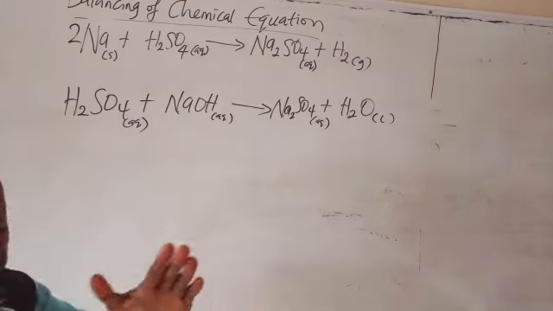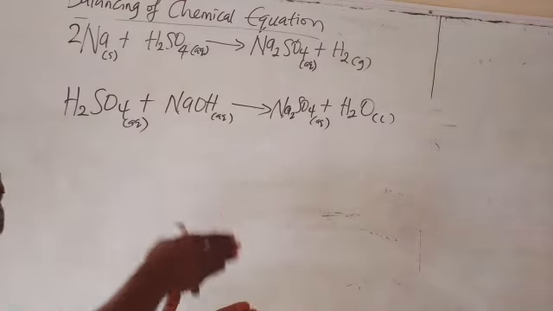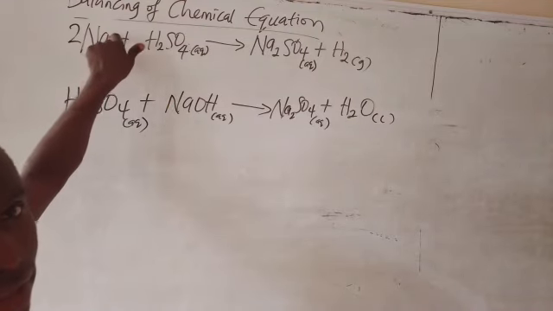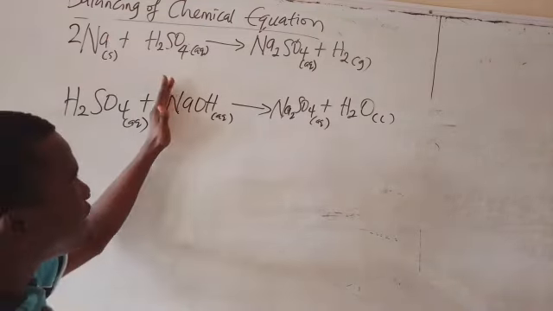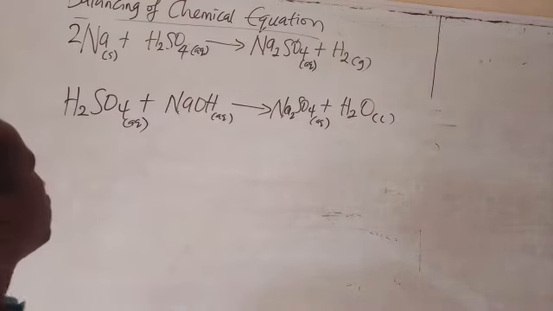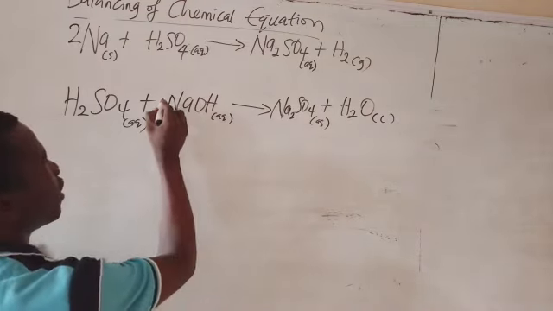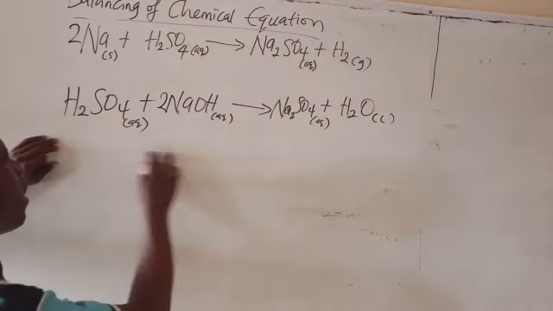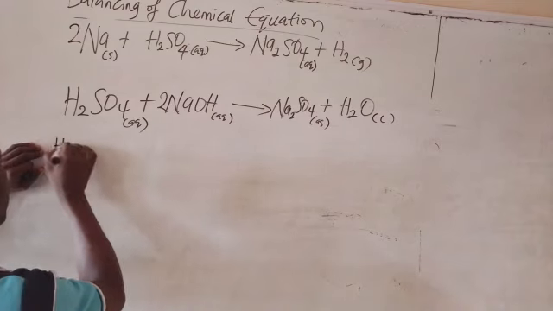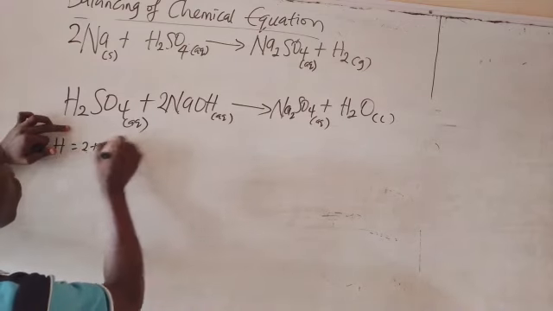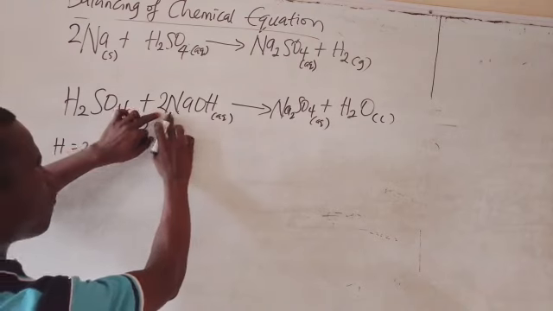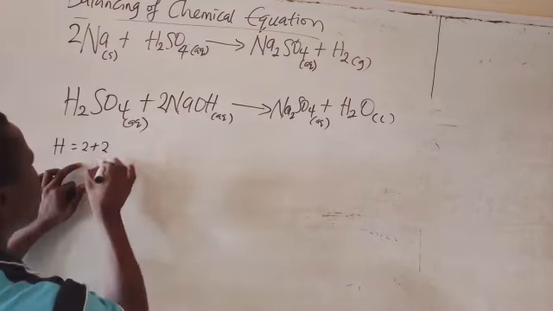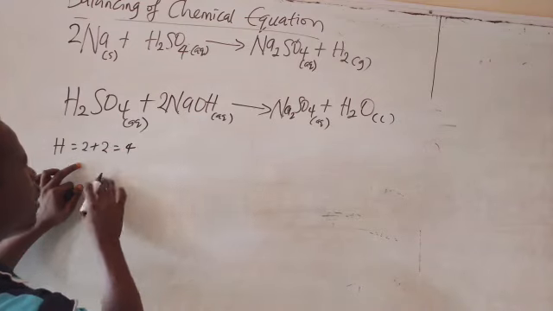So take note, the number is placed in front of the element, not behind the element. When you are balancing, you must place it in front of the element or the compound. So in this case, you have 2 here. Let's put 2 here. Now putting 2 here, let's calculate the number of hydrogen now. Hydrogen here is 2 plus 2, because this 2 affects everything here. So it becomes 2 sodium, 2 oxygen, 2 hydrogen. So we have 2 hydrogen. Total hydrogen in the reactant area is 4.